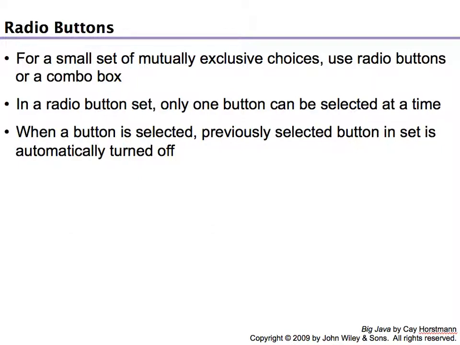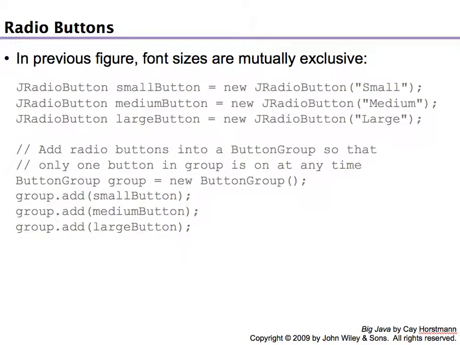So here is a description of the radio button. A radio button is an object of class JRadioButton. You create the button with a name, and you need to add the radio buttons in a group. So you create a button group from the type ButtonGroup, and you add the radio buttons to the group. The group is the one that manages which button is selected.